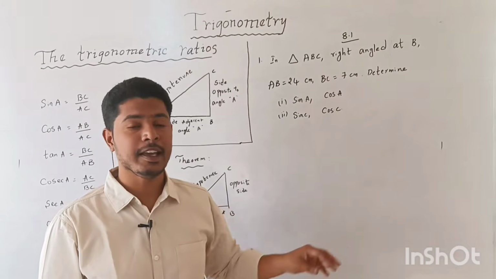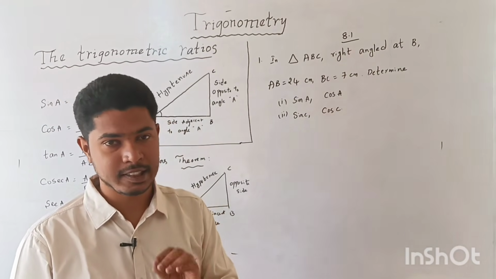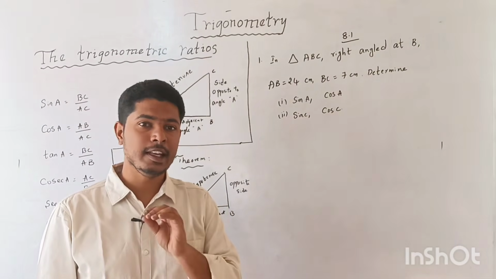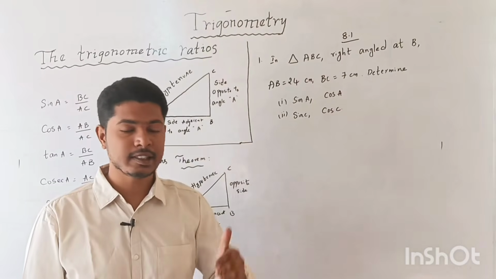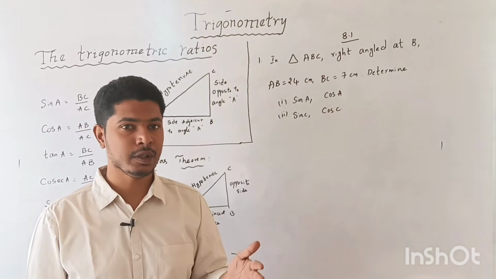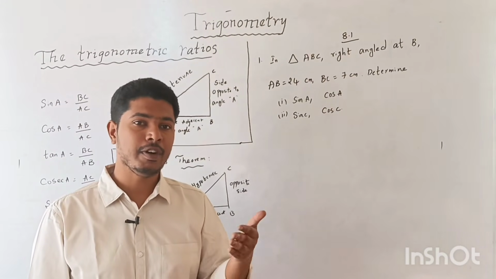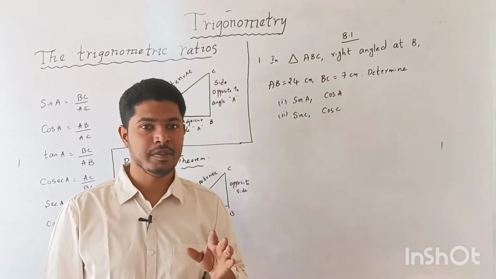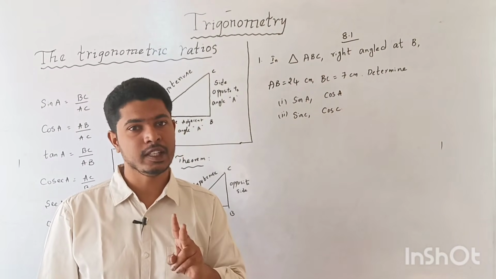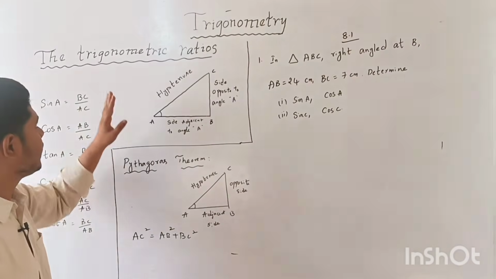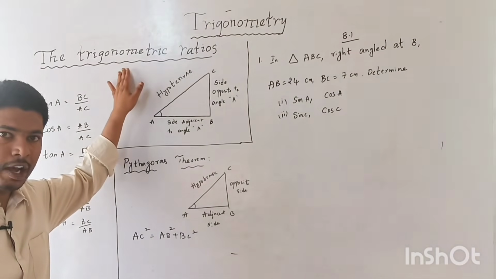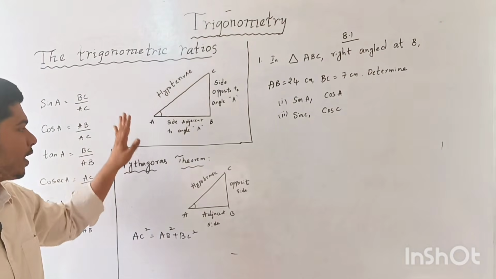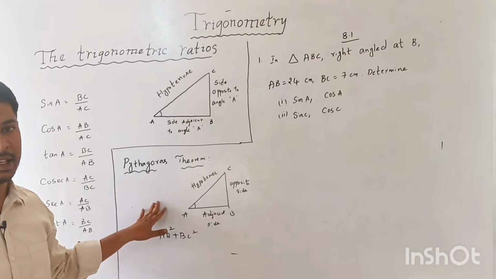Before going to solve any problem in the 8.1 exercise, we have the total exercise and example problems also. What are the formulas we need? To solve all the problems in the 8.1 exercise, we have to know 2 things. The first one is trigonometric ratios, and the second one is the Pythagoras theorem.